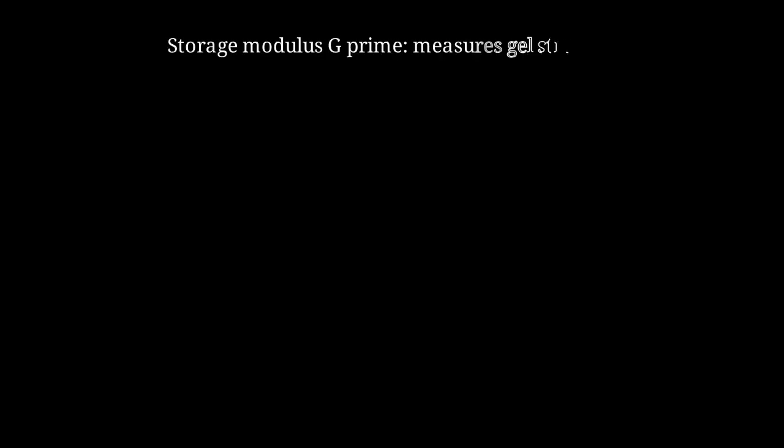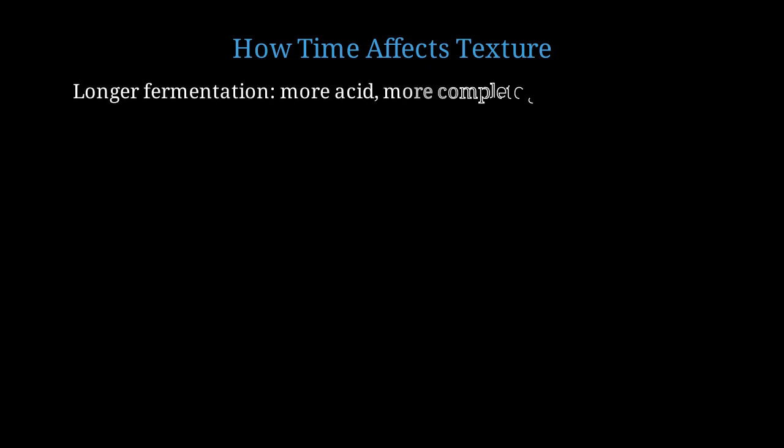The storage modulus G' measures the elastic, solid-like behavior of the gel. Higher G' means firmer texture. This is controlled by fermentation conditions. Why does fermentation time matter for texture? Let's examine the relationship. Longer fermentation produces more lactic acid, lowering pH further below the isoelectric point.